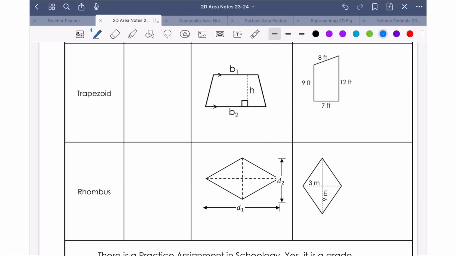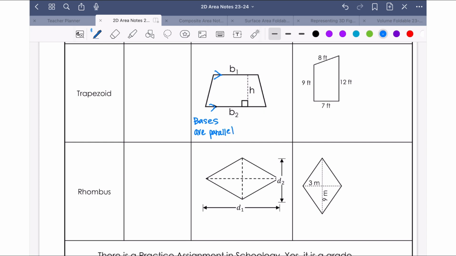Okay, let's keep going with the next two figures, a trapezoid and a rhombus. So, starting with trapezoids, trapezoids have two bases and they are parallel. So if you see these are two bases parallel. Remember what that means? It means they do not touch. Okay, and they are far apart equally from each other. So the bases are parallel.